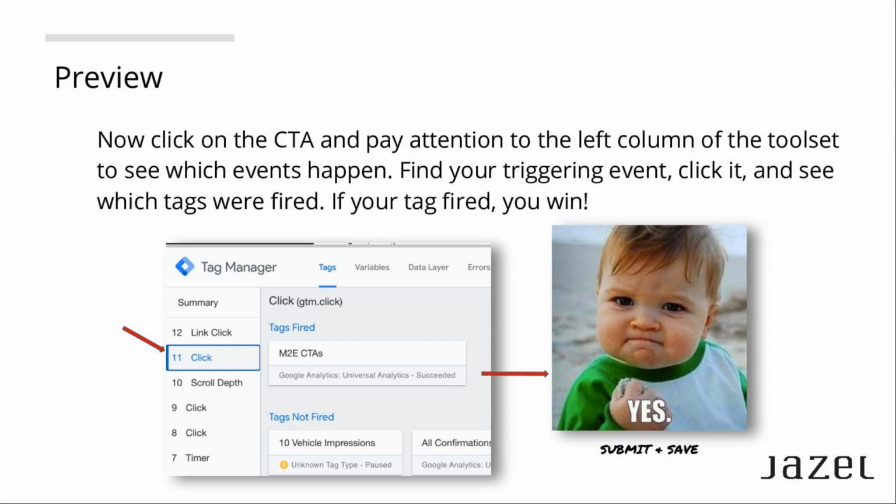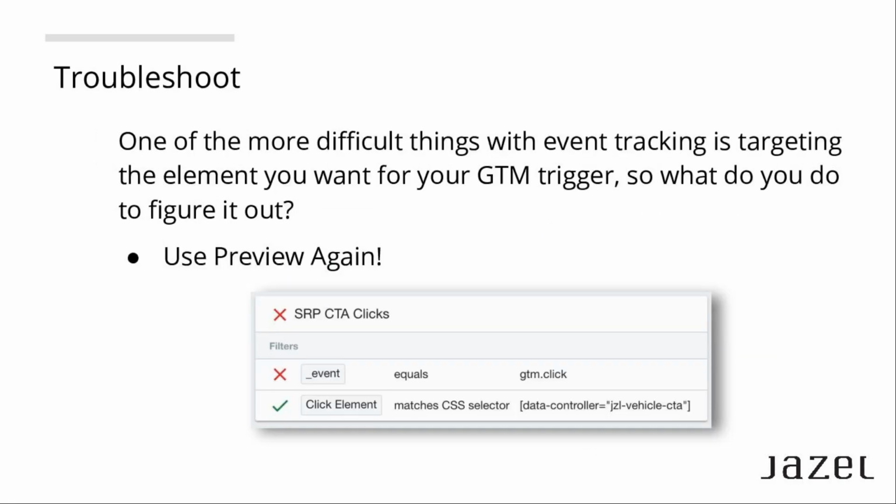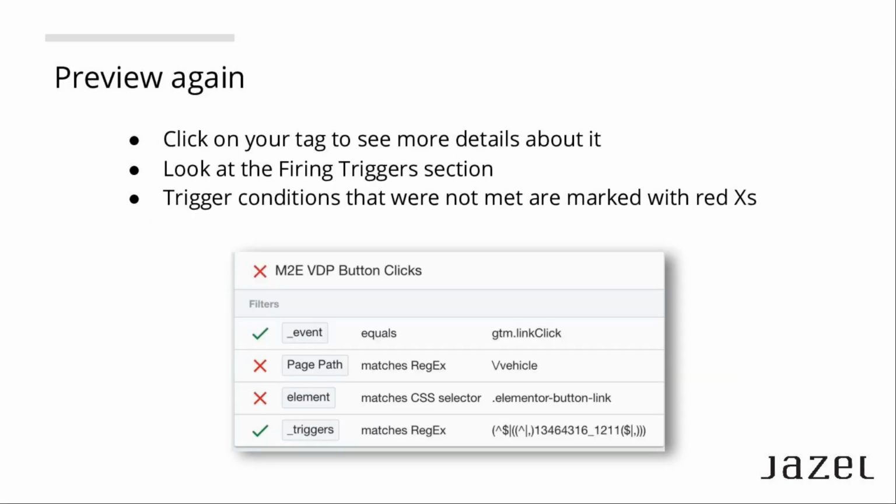But what happens if it doesn't work? This is one of the more difficult things, as I mentioned. You keep using preview. When you click on the tag, there's a section that says triggering events, and it's going to give you the events that didn't work or didn't match, or those conditions that didn't line up with the red X. So for example, I've got this button here, and I clicked on it, and my tag didn't fire. So I clicked on the tag, and I looked at the fire and trigger section, and I see the page path and element don't match. So maybe I mistyped something or didn't put it in right. And how do I find out what should be there, or what was there when I clicked on the button?